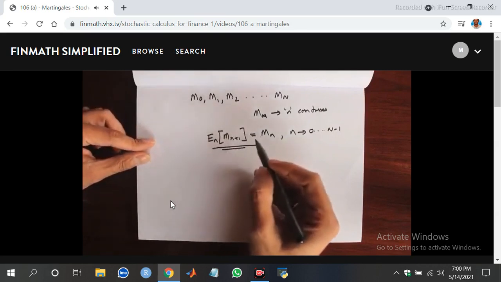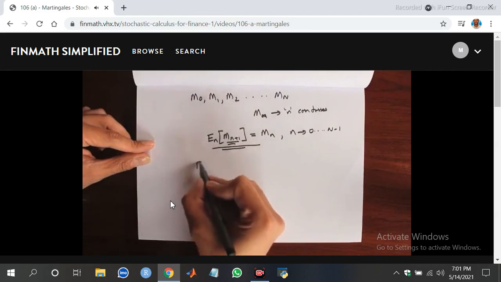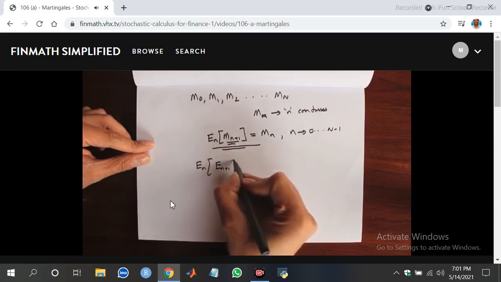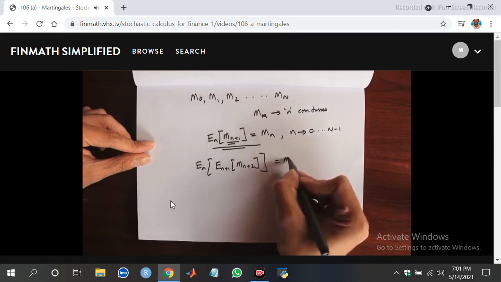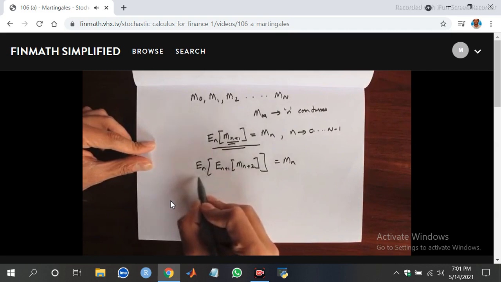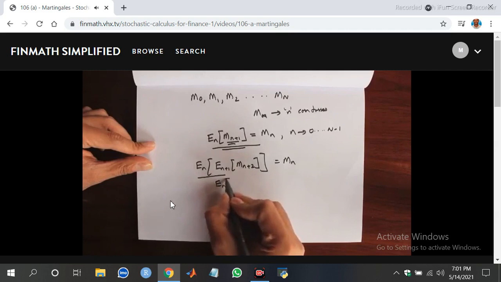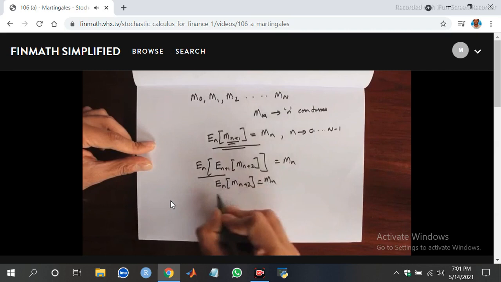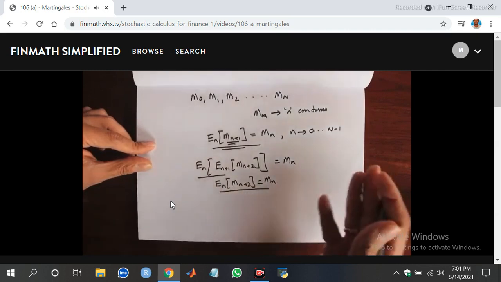Now we can also make it a two-step property. M(n+1) we can write as the expected value at time n+1 of M(n+2), and this comes from our martingale property. Written like this, we can take iterated conditioning here, and that would make it M(n+2) equals Mn. Now this has become a two-step ahead property, where the random variable is two steps forward.